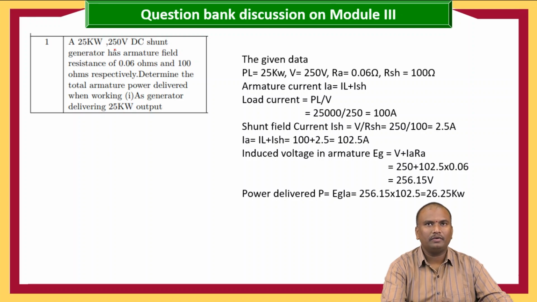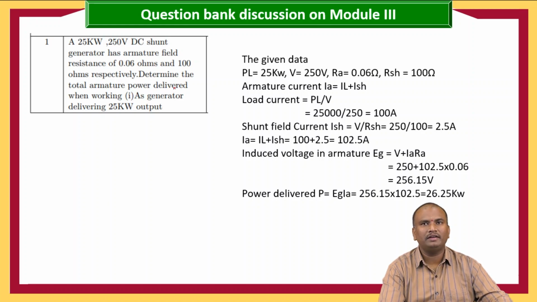Here, a 25 kilowatt, 250 volts DC shunt generator has armature and field resistance of 0.06 ohms and 100 ohms respectively. Determine the total armature power delivered when working as a generator delivering 25 kilowatt output. Here the given data is the load power is 25 kilowatts, voltage 250 volts, armature resistance is 0.06 ohms, and shunt resistance is 100 ohms.